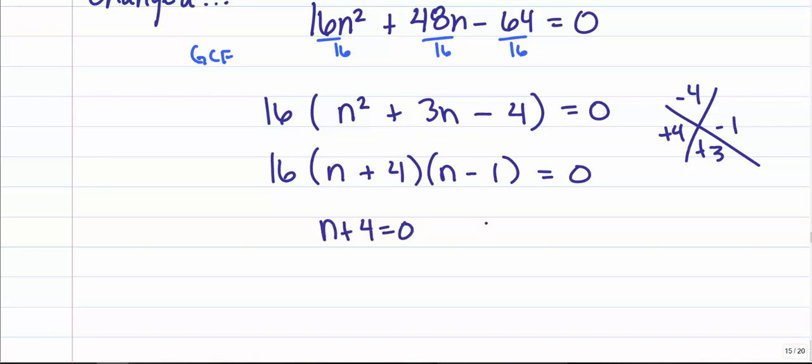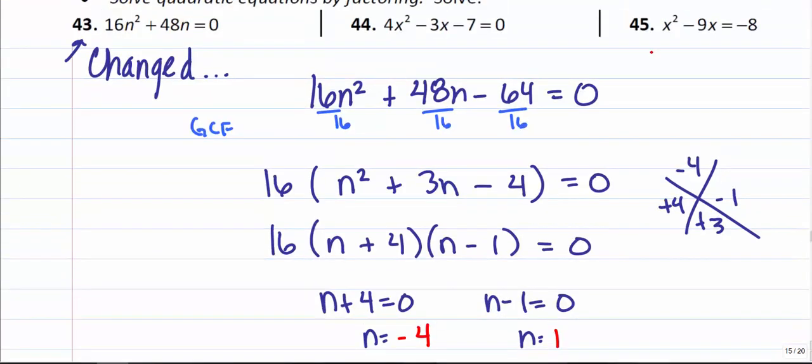So because I have that equals 0, I'm going to set each little factor to 0, and then I'm going to solve. So if n plus 4 is 0, that means n is negative 4. If n minus 1 is 0, that means n equals 1. Okay, so those are my solutions. And so that's what you would do. Similar thing up here, set this to 0, factor it, set each factor to 0, and solve.